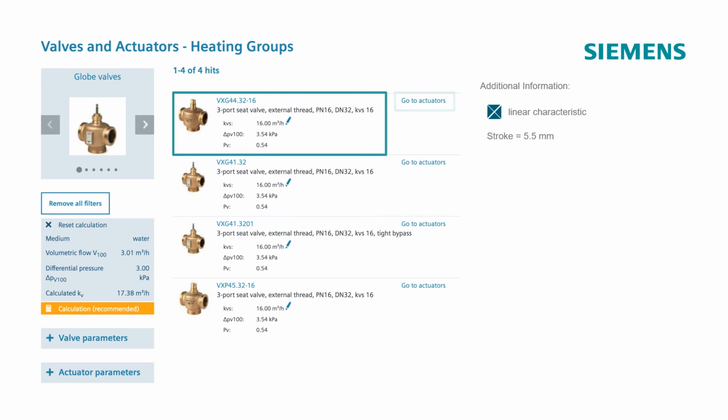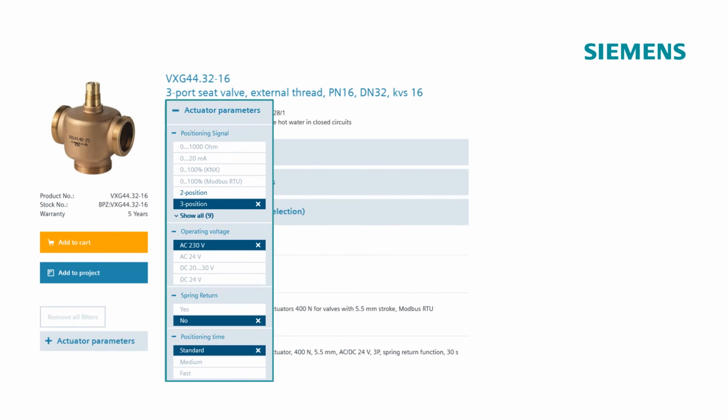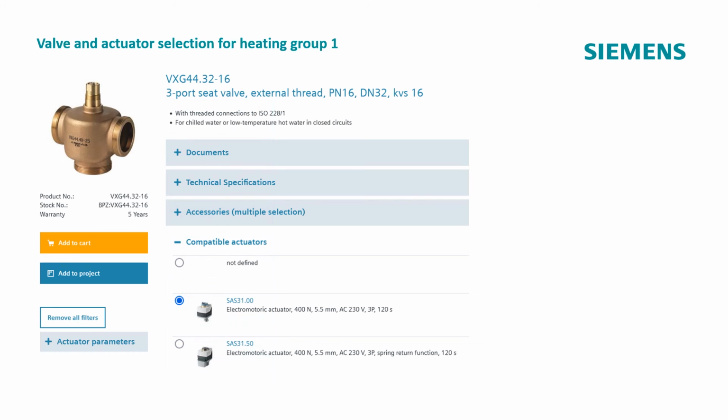Now, select the appropriate actuator for this valve. Here, a select list of suitable actuators is also provided. Now the desired parameters for the actuator must be provided, such as positioning signal, 3 position. Operating voltage, 230 volts. Positioning time, standard, that means 120 seconds. And so on. We select the actuator, SAS 31.00, and the valve and actuator selection is completed.